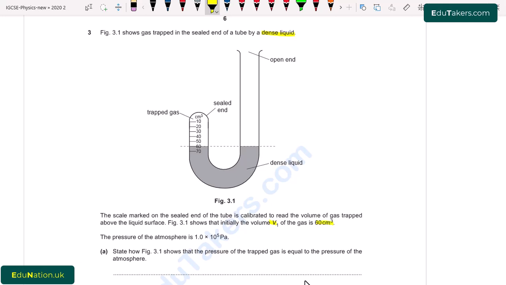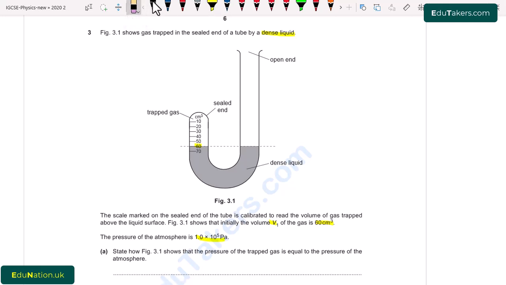The pressure of the atmosphere is 1.0 times 10 to the power 5 pascal. So initially the pressure is 1.0 times 10 to the power 5 pascal, which is the atmospheric pressure, and the initial volume is 60 cubic centimeter. You can see from figure 3.1. Part A. State how figure 3.1 shows that the pressure of trapped gas is equal to the pressure of atmosphere.